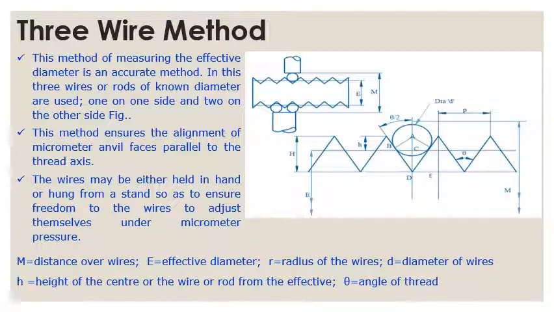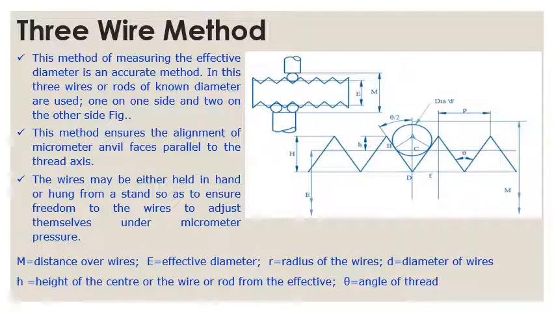The wires may be either held in hand or hung from a stand so as to ensure freedom for the wires to adjust themselves under micrometer pressure. So that is nothing but these wires will give an accurate reading. Further, instead of holding in the hand, these wires are generally suspended from a stand, as in a floating carriage micrometer, and it gives further freedom.